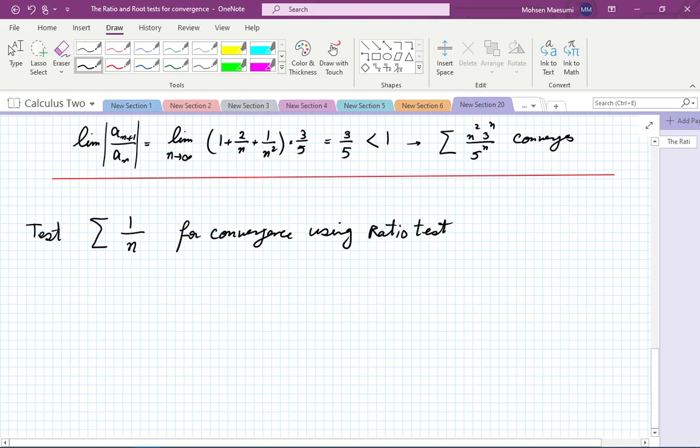Well, there we don't see much of a multiplication here, so the ratio test is not such a great idea for this kind of situation, but let's see what happens. So I have a_n is 1 over n, a_(n+1) is 1 over n plus 1. The ratio of these two, when we clean up, becomes n over n plus 1. We can divide numerator and denominator by n to get it into the following form.